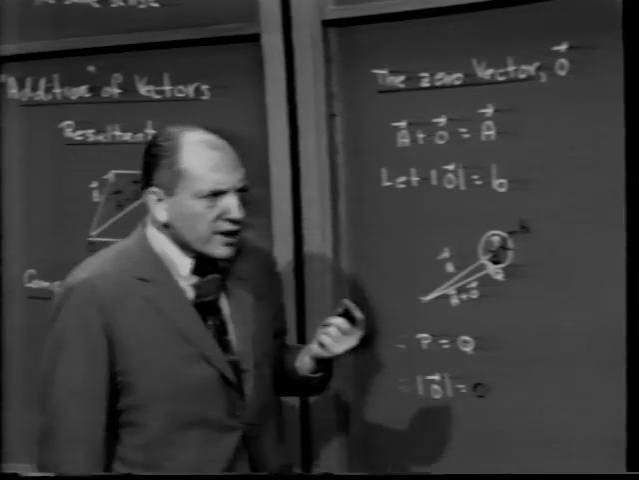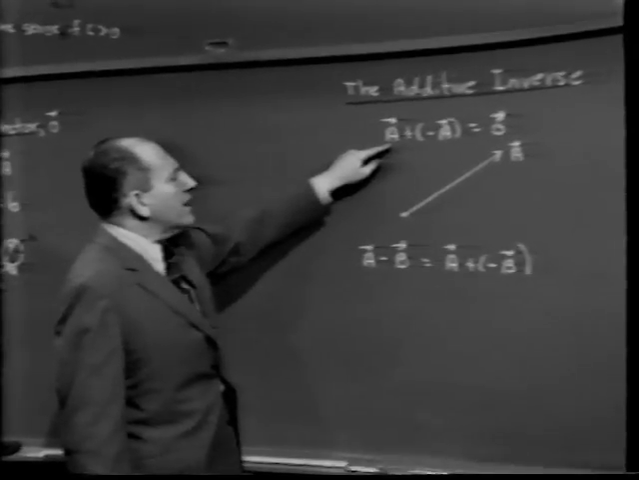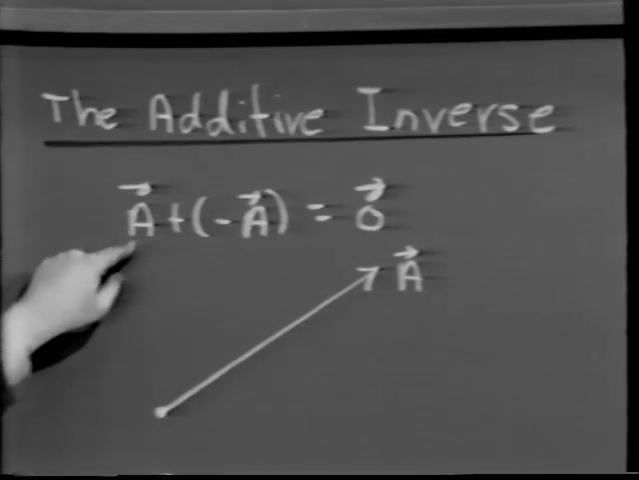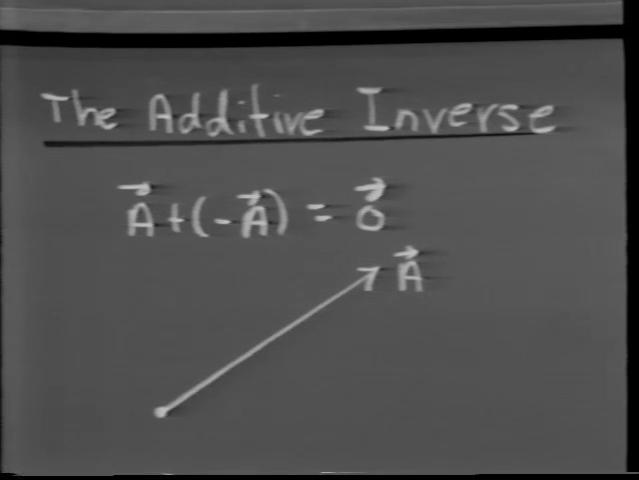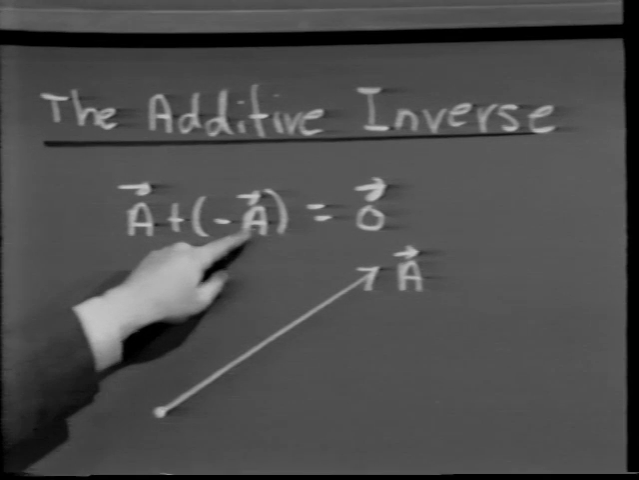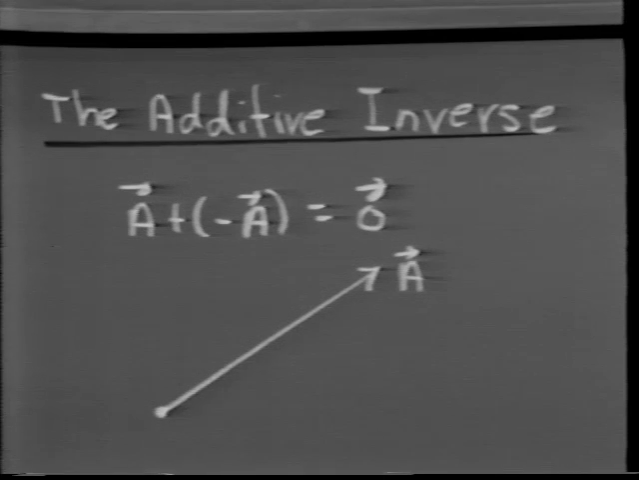The same is true, for example, about the additive inverse. Remember, in ordinary arithmetic, the additive inverse meant what? The number that must be added to the given number to give the zero number, or the number 0. In vectors, we should define negative a to be the vector which, when added to a, gives the 0 vector.